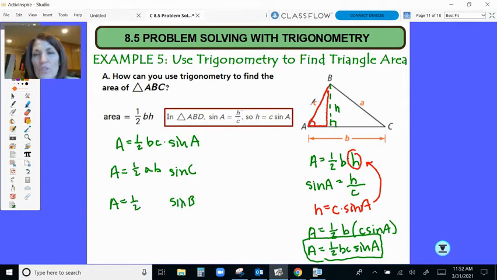If I had my angle B, I would take 1/2 and multiply the two sides that make up that angle, so 1/2 times a times c, sine B. That's how I would find the area of any triangle: take the sine of whatever angle, and multiply by 1/2 times the two sides that make up that angle.